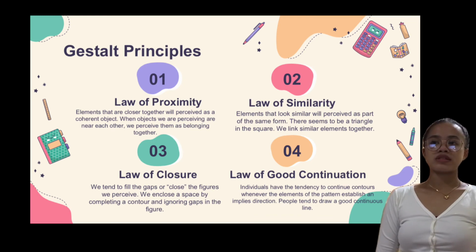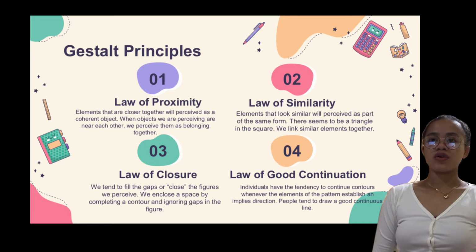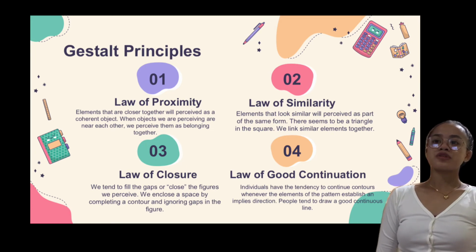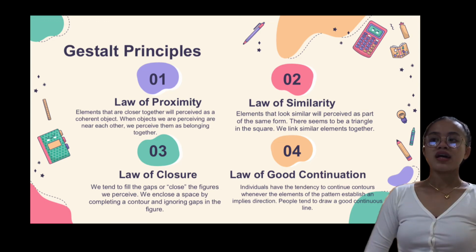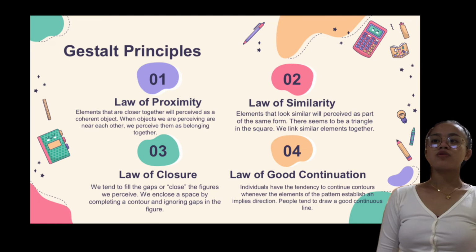First is the law of proximity. Elements that are closer together will be perceived as a coherent object. When objects we are perceiving are near each other, we perceive them as belonging together. Second is the law of similarity. Elements that look similar we perceive as part of the same form. There seems to be a triangle in the square. We link similar elements together.